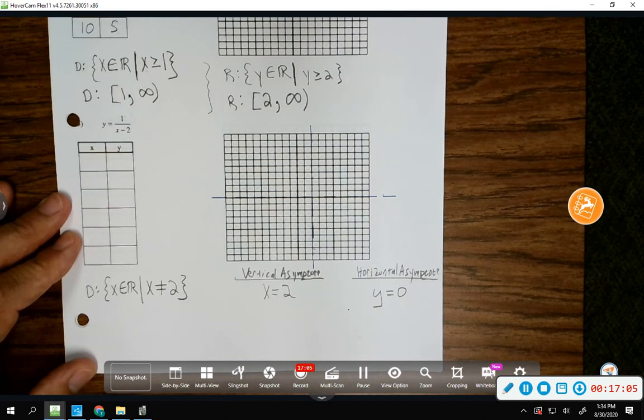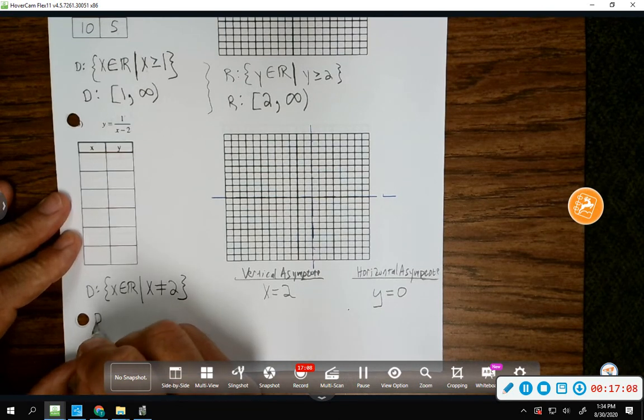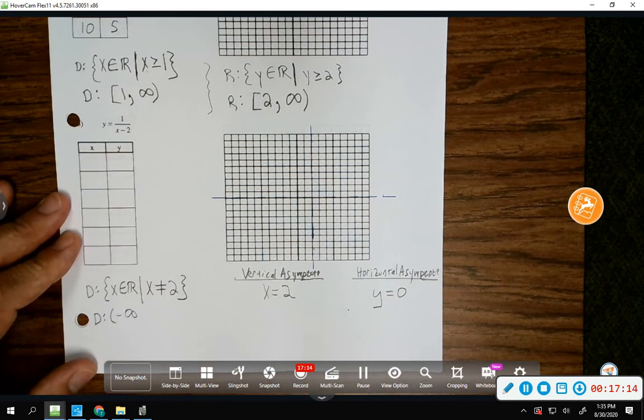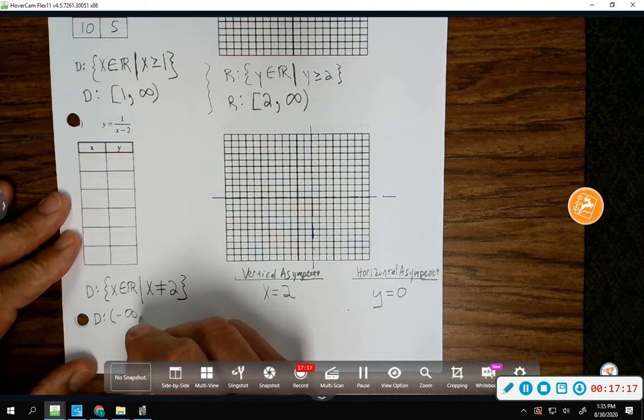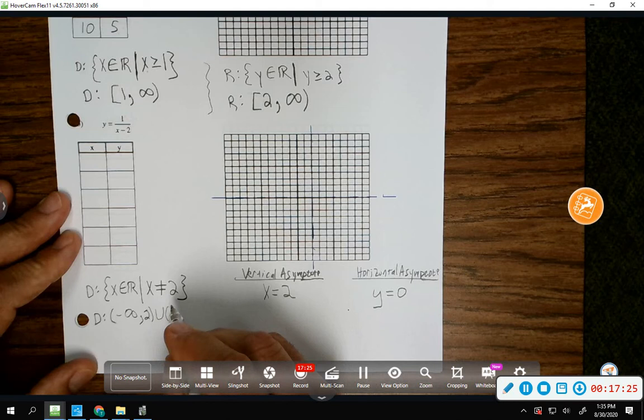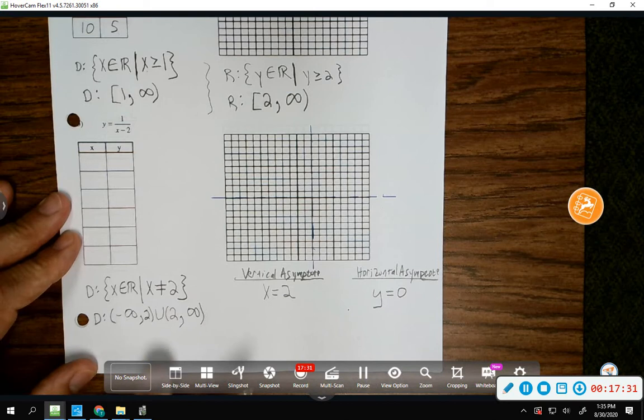How do we write that in interval notation? It's a little tricky. Negative infinity. That's how I start on the far left. I write negative infinity, comma, 2, parentheses. I'm not including it. That's why I use parentheses. And then I use a U for union with 2 to positive infinity. So essentially, it's going from negative infinity to infinity, okay? But the 2 has been excluded because I have a parentheses here and a parentheses here. Otherwise, the domain's going from negative infinity to positive infinity.